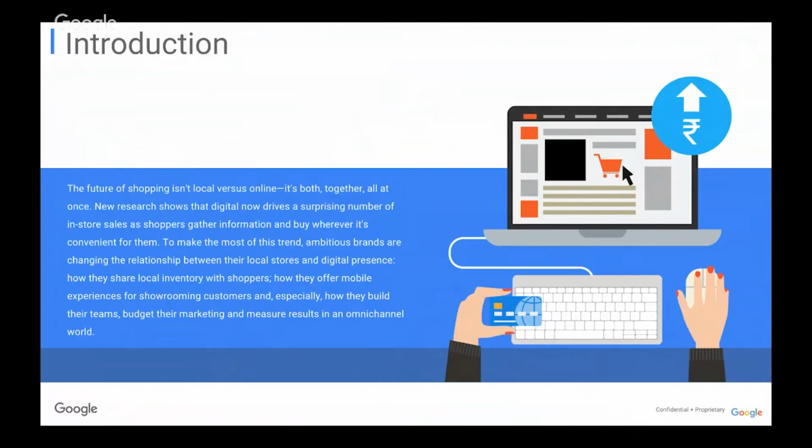The future of shopping isn't local versus online. It's both together all at once. Gone are the days when advertisers would be debating between print media and digital media. It's all at once now. The main reason for this is that there is a tremendous amount of information out there that is assisting consumers to make their decisions. And in order to stay ahead of the curve and to capture these consumers' attention, advertisers have now started changing the relationship between local stores and their digital presence, with how they share their inventory with shoppers, how they offer mobile experiences for showrooming customers, and especially how they build their teams, budget their marketing, and measure results in an omni-channel world.